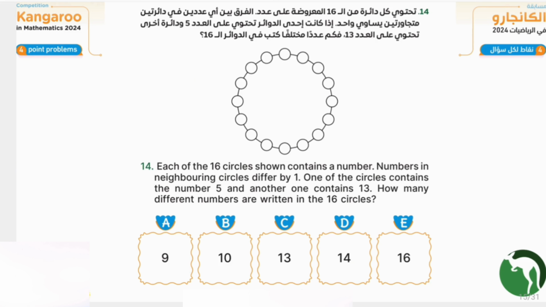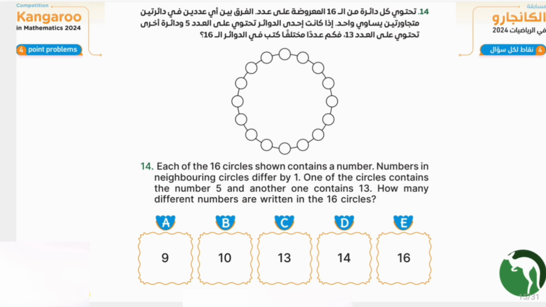answer. Now in question number 14, each of the 16 circles shown contains a number. Numbers in neighboring circles differ by 1. One of the circles contains the number 5 and another one contains 13. How many different numbers are written in the 16 circles?